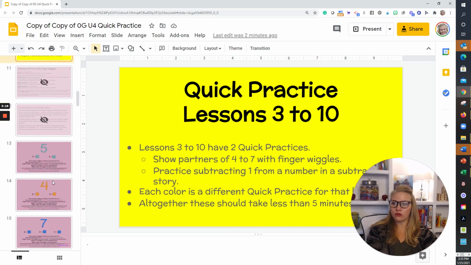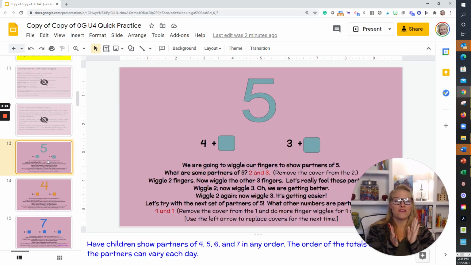Then you get to lesson 3 here, and we get to introduce the fun time finger wiggles. And so the finger wiggles are where we're going to work with a total. So in this case, it's a 5. And students are going to come up with the different combinations or partners to 5. So if I say, boys and girls, show me 5, 5 is our total. Everyone shows me 5. Boys and girls, wiggle your fingers, and they're going to wiggle all 5. And then we're going to say, someone tell me a partner to 5. And someone's going to say 4.